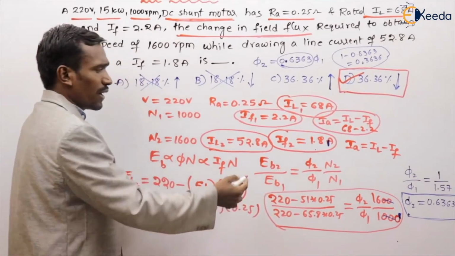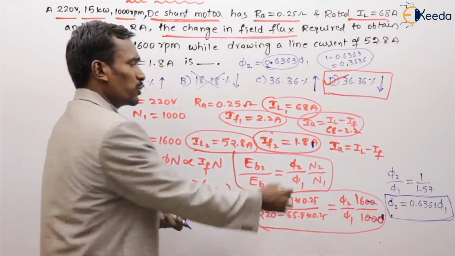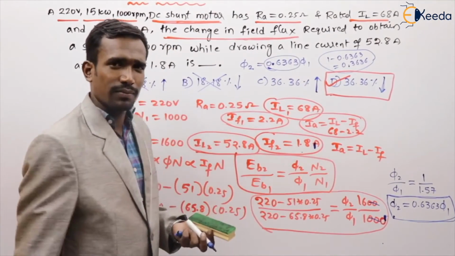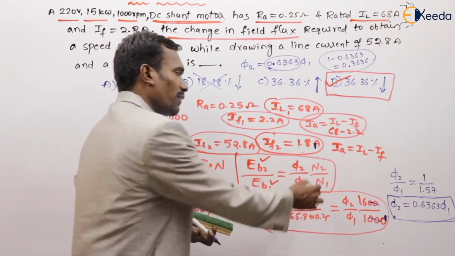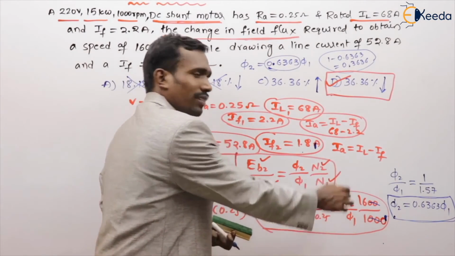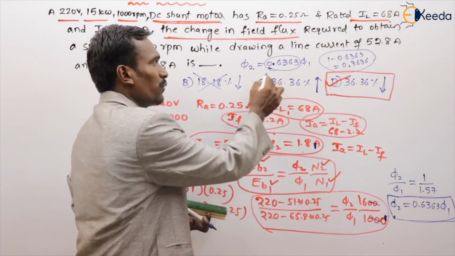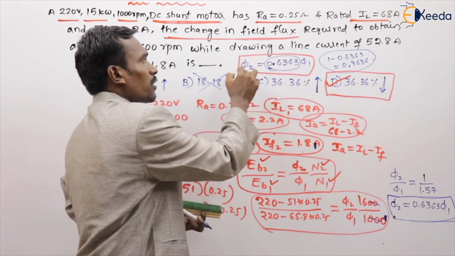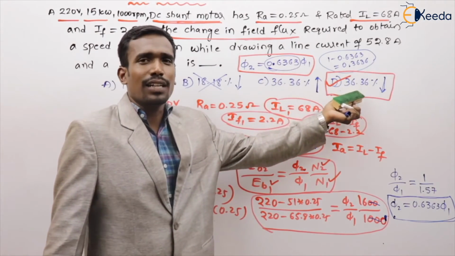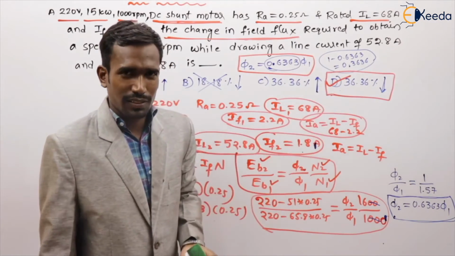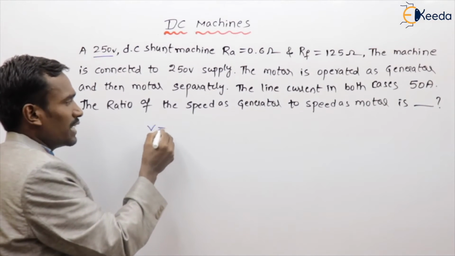Here the basic formula is EB2 by EB1 equals phi 2 by phi 1 into N2 by N1. We have to calculate EB2 and EB1. We know the values of N2 and N1. Then we have to calculate phi 2. If you calculate phi 2, we get phi 2 equals 0.6363 times phi 1. So the flux reduced by 36.36%. Right?